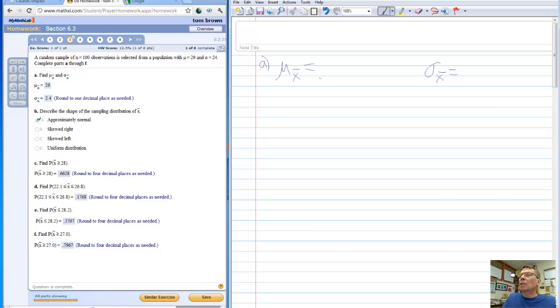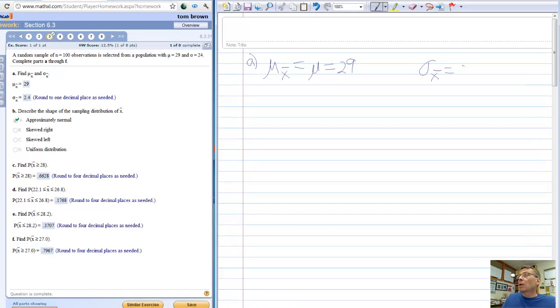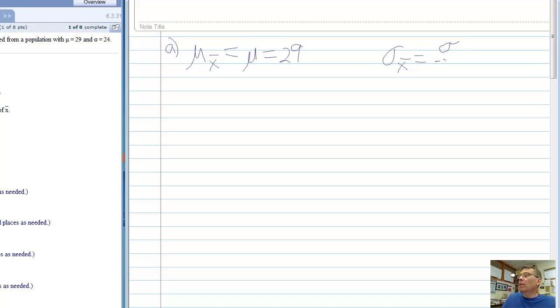Now remember, using the central limit theorem, we know automatically that the mean for x bar is equal to the population mean. And here the population mean is 29. We also know from the central limit theorem that the standard deviation for x bar is equal to the population standard deviation divided by the square root of the sample size. The population standard deviation is 24. The sample size is 100. If you do the calculation, you get 2.4.